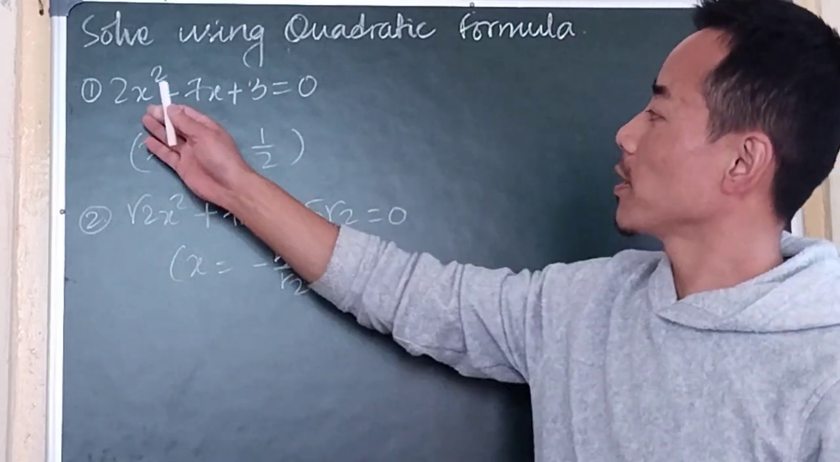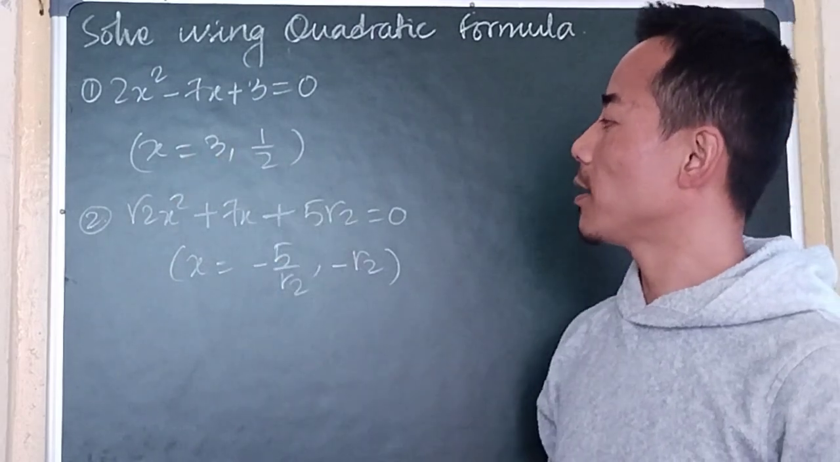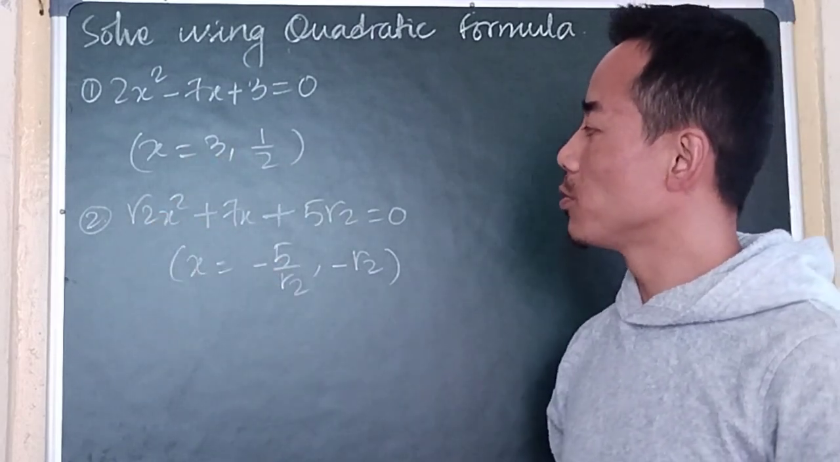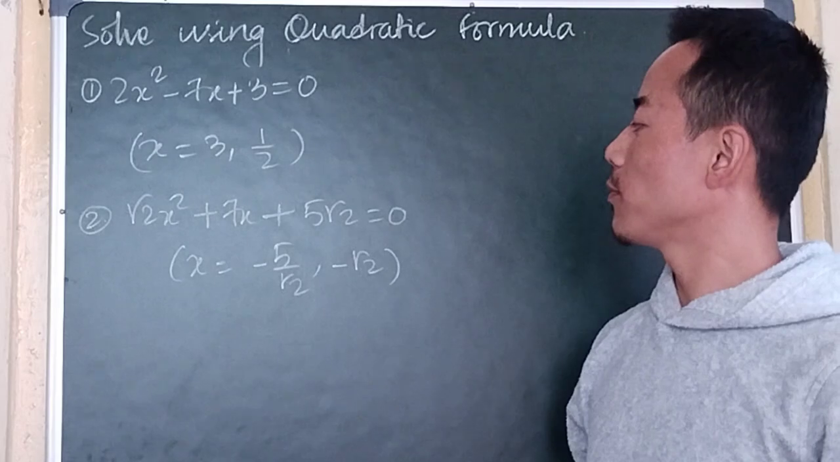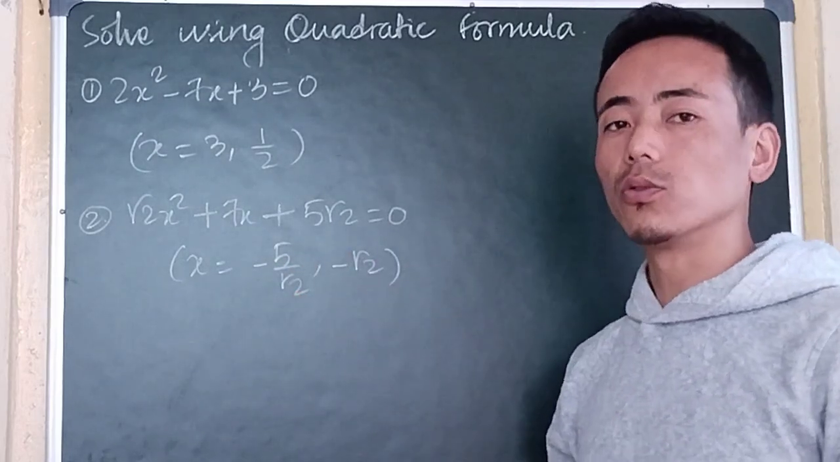The first question is 2x square minus 7x plus 3 equals to 0. You'll get x equals to 3 and half here. And the second question is root 2 x square plus 7x plus 5 root 2 equals to 0. You'll get x equals to minus 5 by root 2 and minus root 2.